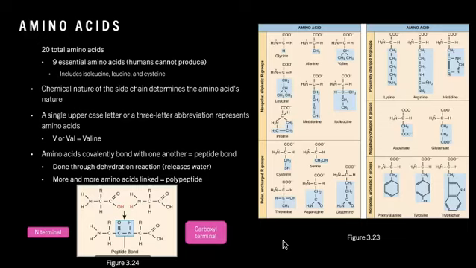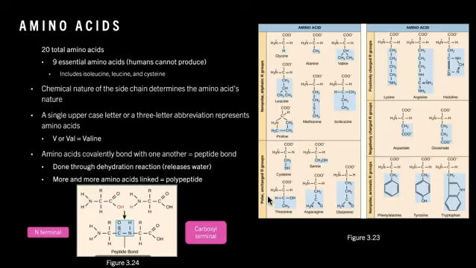And they have a chemical nature of that side chain to determine what characteristics the amino acid will have. For instance, you can see that these amino acids have been placed into groups such as polar or nonpolar. Some are going to be acidic and others will be basic.